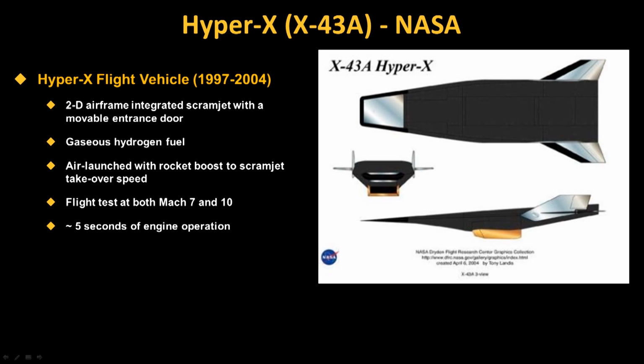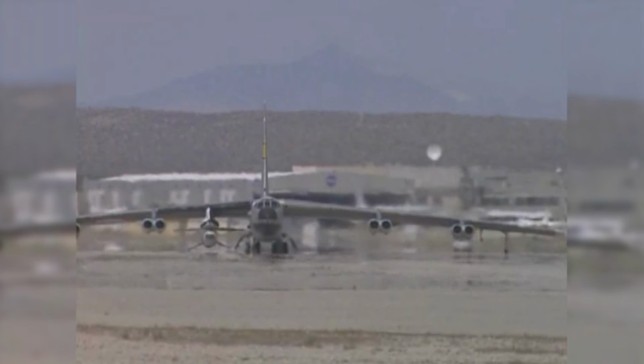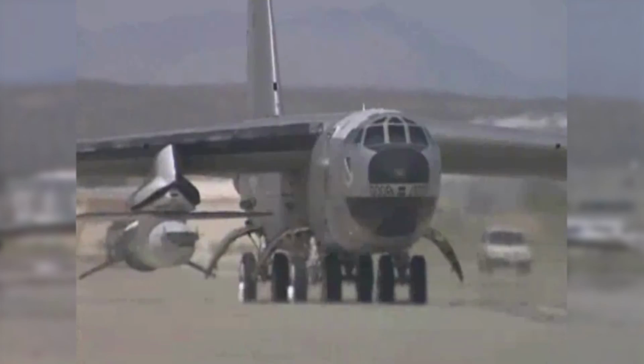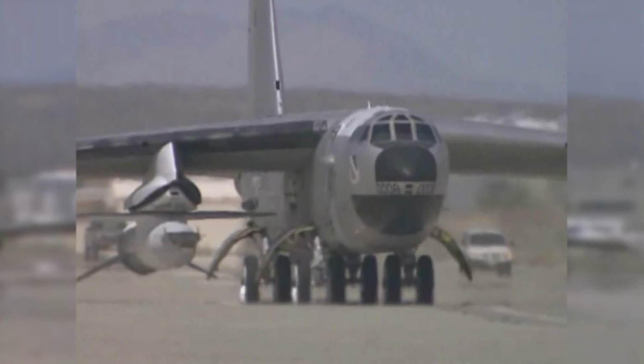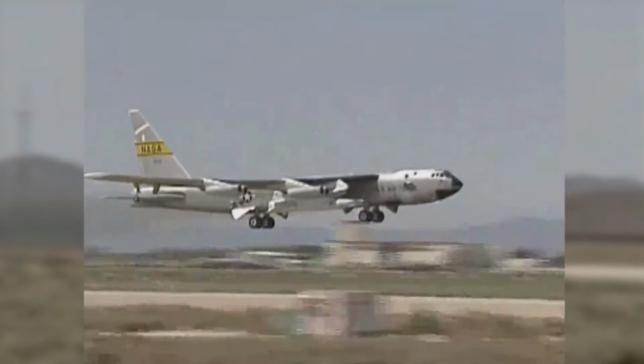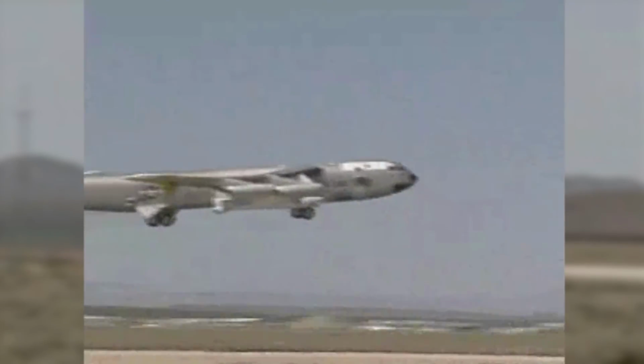Here is some footage and an animation released by NASA on the flights. Here is the B-52 launch vehicle taxiing at Edwards Air Force Base in California. It has the HYPERX vehicle under its wing. Now the B-52 flew out over the California coast for the launch, and the HYPERX flew out over the Pacific Ocean.